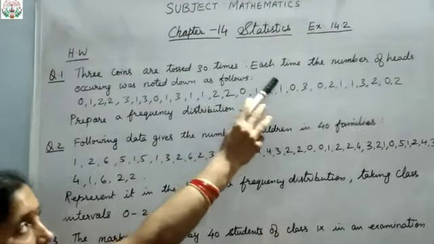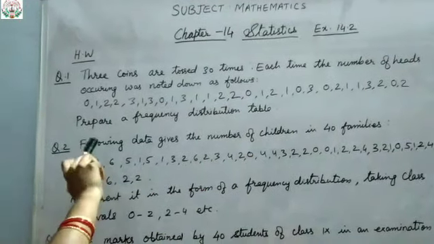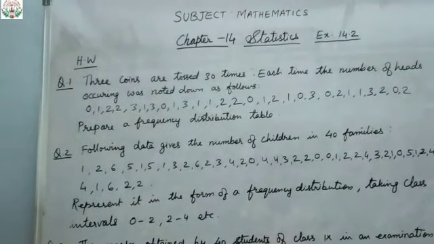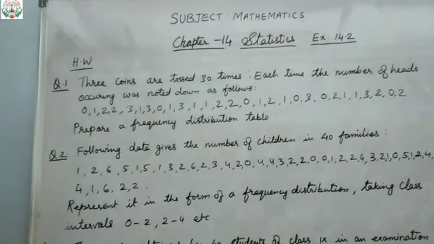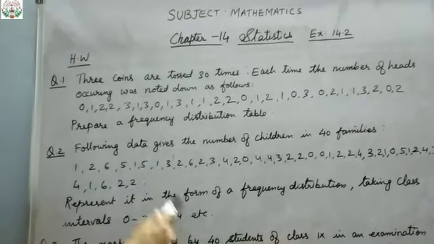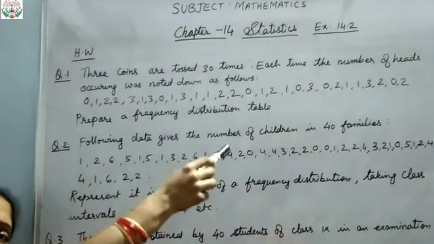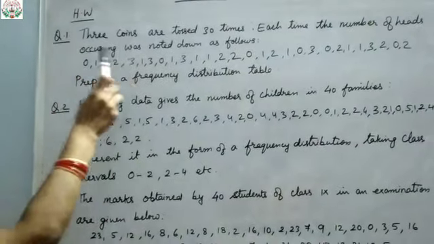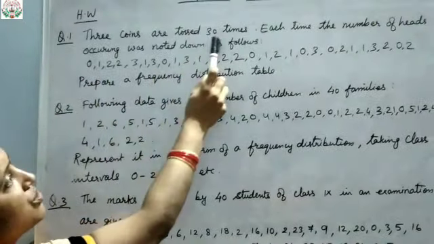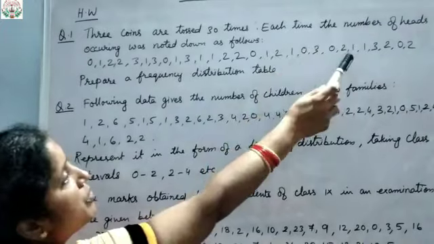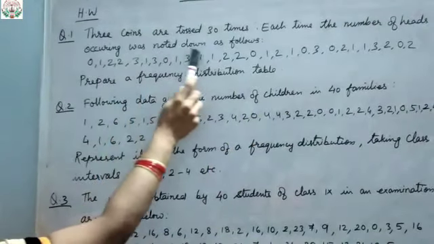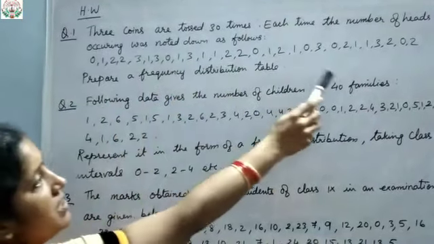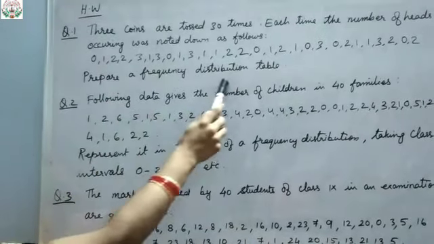See children, after the completion of exercise 14.2, these 3 questions I am giving you as homework to complete, as these questions are based on the same kind of questions we have done in exercise 14.2. So the question goes like this. 3 coins are tossed 30 times. Each time the number of heads occurring was noted down as follows. You can see here. So prepare a frequency distribution table.